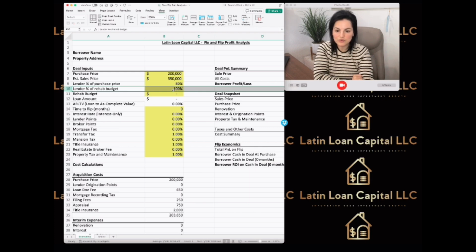Rehab budget is 100%. 99% of the lenders will give you 100% of the rehab budget. Now let's say the rehab budget is $55,000.